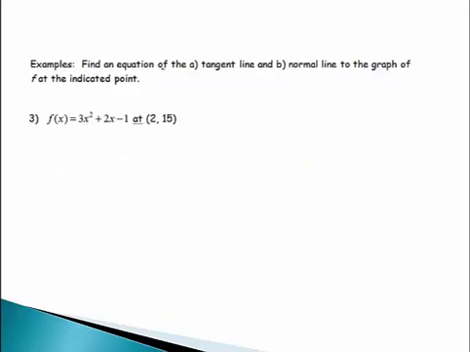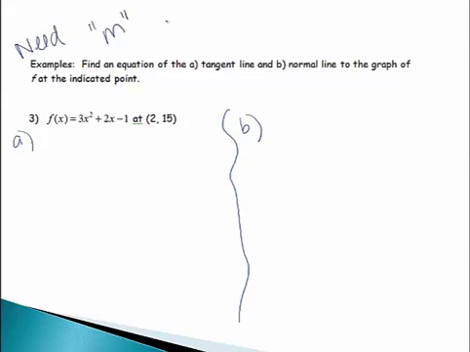I want you to find the equation of a tangent line and then your normal line. So we're going to kind of split this in half, and we'll do part A over here and part B over here. So again, remember there's a couple things I need. I'm always going to need my slope, and I'm going to need my b. Okay?